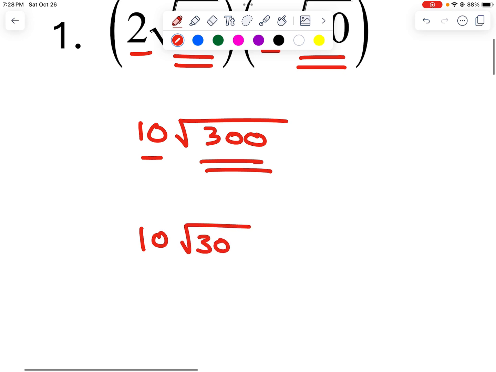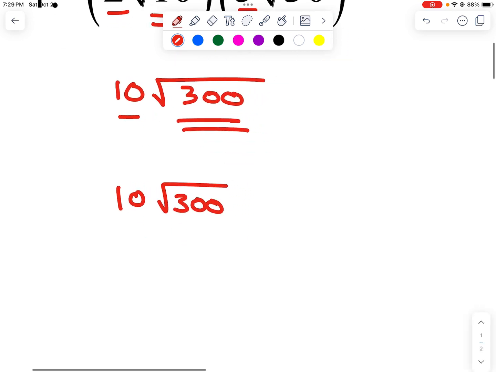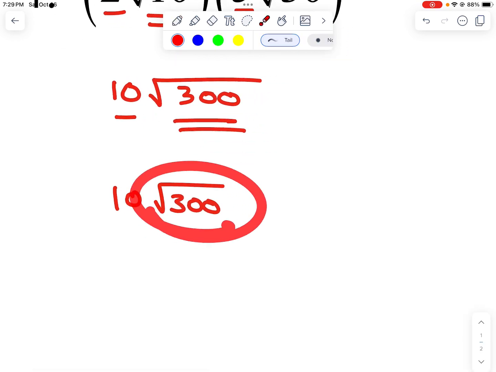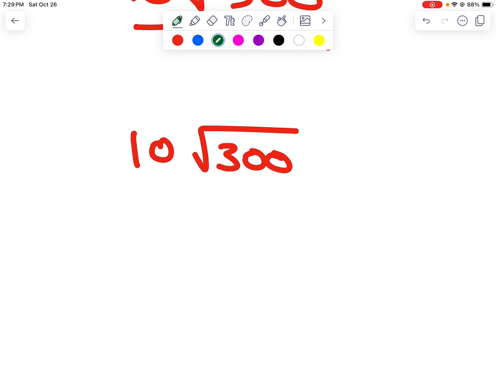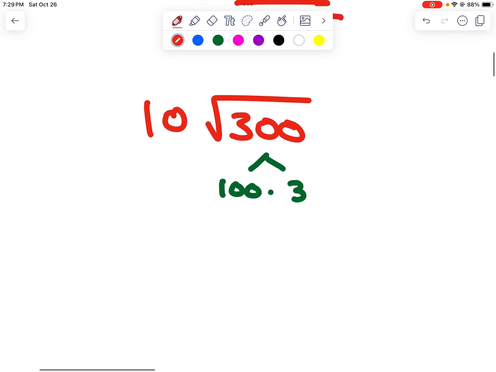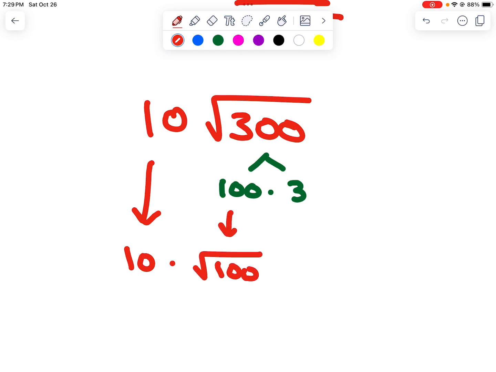Now, if I rewrite that, what we need to do now is simplify if possible. So we're looking at the square root of 300. And that's where we go back to our simplifying, where we look for the biggest perfect square that's going to go into that. And the biggest perfect square is 100. So make that 100 times 3. So what I have now is we have this 10 that's out in front. We have the square root of 100, and we have the square root of 3.